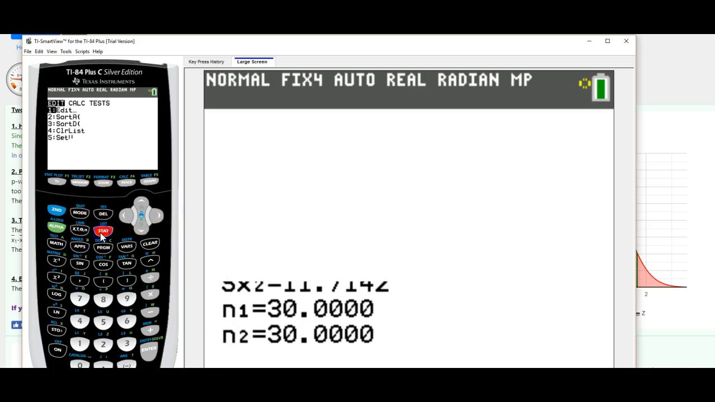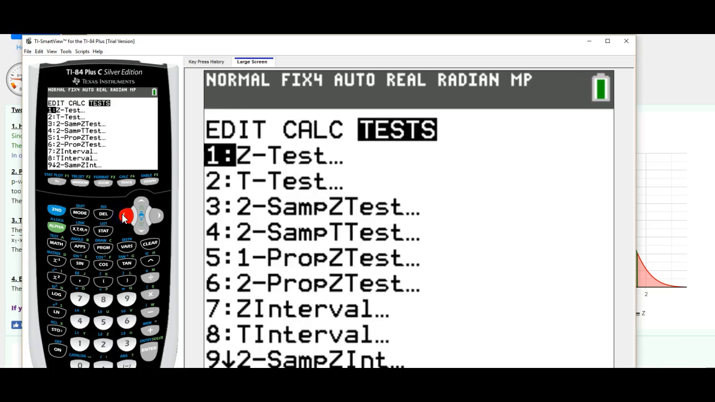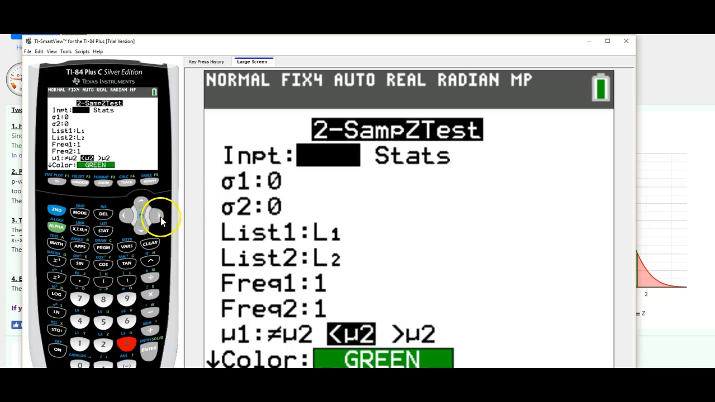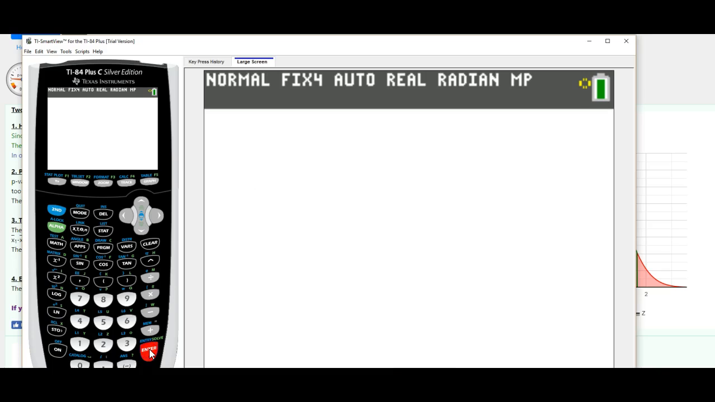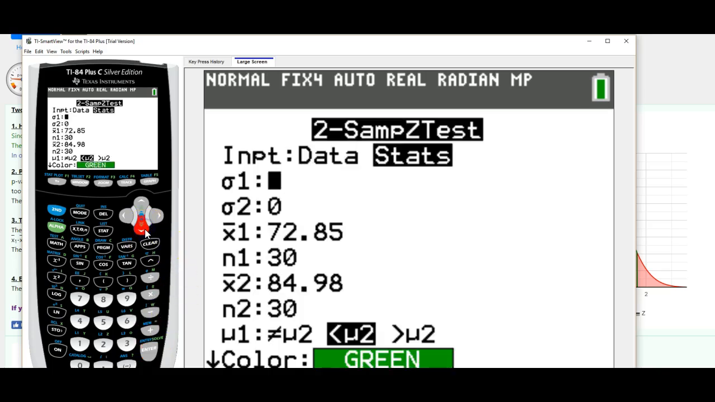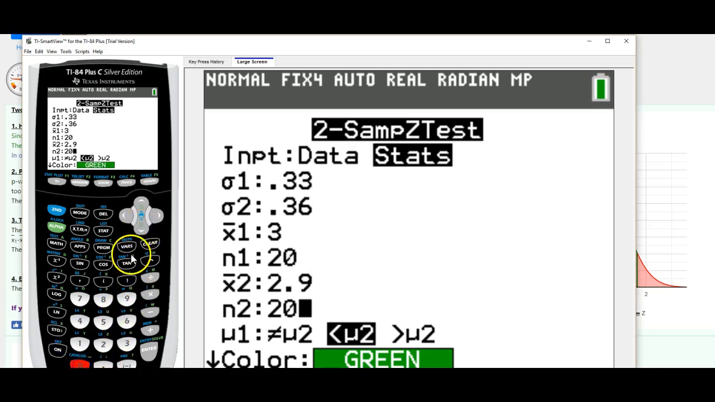I'm going to go to Stat, go to Tests, and I'm going to do a 2-sample Z test. I don't have data, I have stats. So I'm going to change it to stats. My population standard deviation for my wax 1 was 0.33. Standard deviation of the second one is 0.36. My average for the first one was 3, with N being 20. My x2's average was 2.9, and its N was 20.